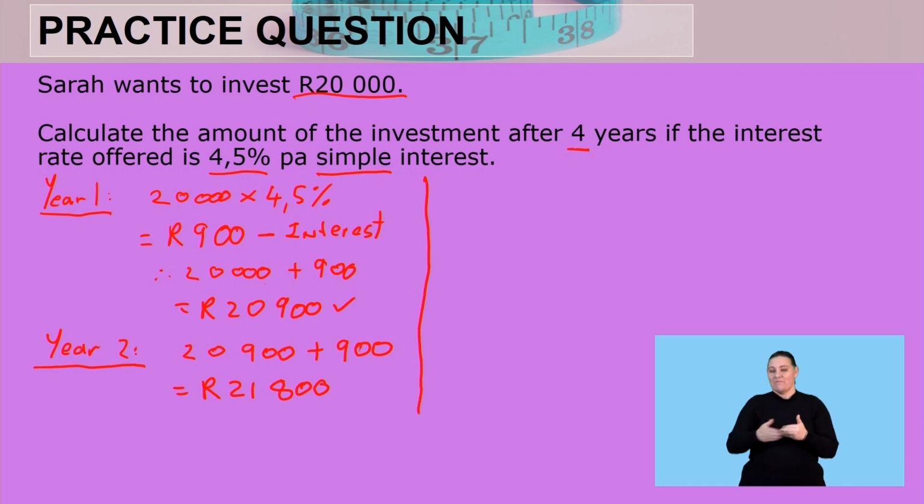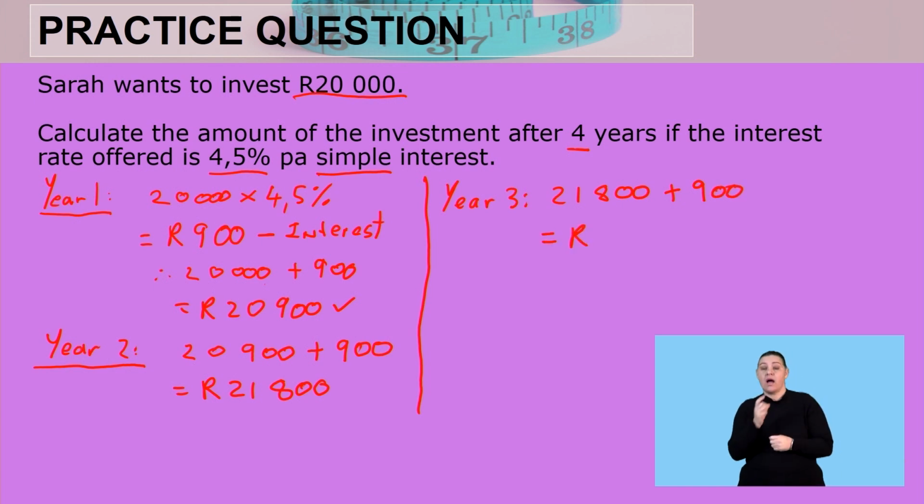2 more years to go. Year 3. Previous year it was 21,800 Rand in the account. It's again 21,800 Rand in the account. We add on the interest of 900 Rand. And our calculators give us an answer of 22,700 Rand.